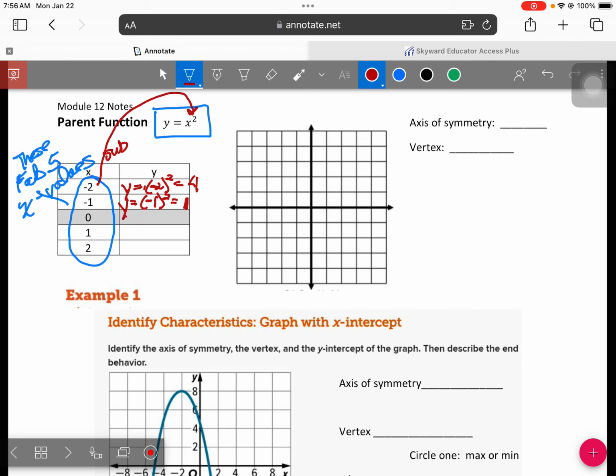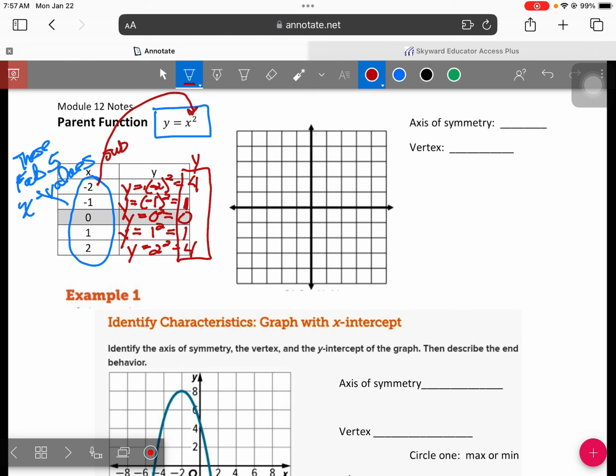Y is equal to 0 squared, which is 0. And then we go y is equal to 1 squared, which is 1. And y is equal to 2 squared, which is 4. And then we are going to graph these coordinates. So you have your x values, and these over here are your y values, the answers that we got.